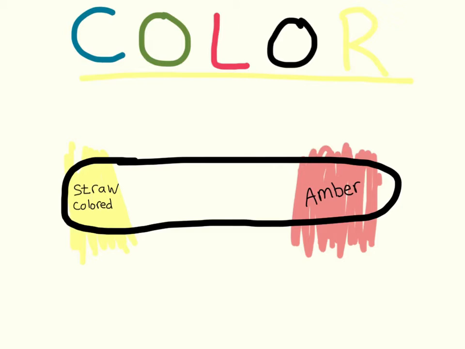But what these represent, so a straw-colored urine would indicate that a person is well hydrated, or at least that their urine is dilute. Amber would indicate that their urine is concentrated, usually because of dehydration, but not always.